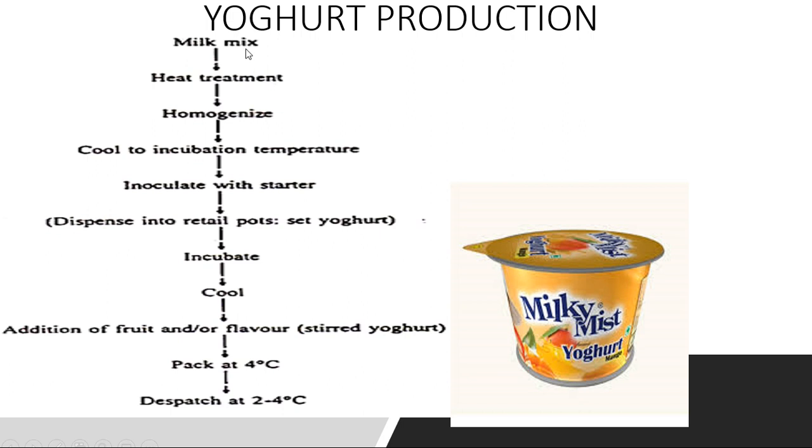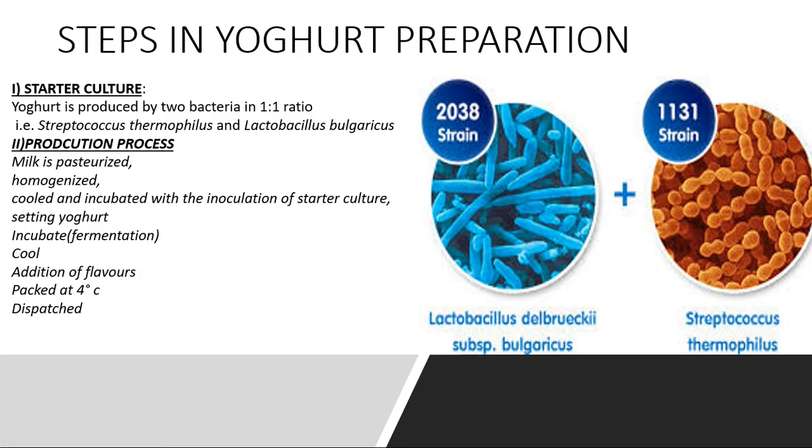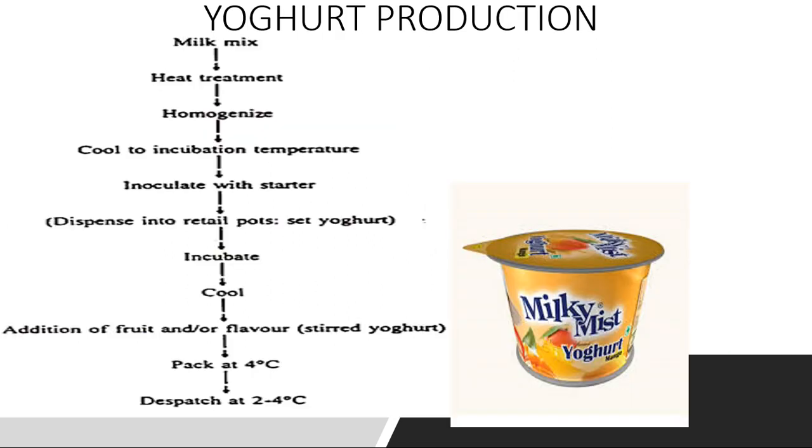So you have taken the milk, then you can go with the clarification or not, but you are supposed to have the homogenization, then you have to go with the heat treatment. Sometimes homogenization occurs after the heat treatment in the production of yogurt. After the heat treatment it is cooled only to room temperature, which is the incubation temperature. And then you are supposed to inoculate with the starter culture. What is the starter culture? That is our Lactobacillus bulgaricus and Streptococcus thermophilus. And then you are going to have the process.